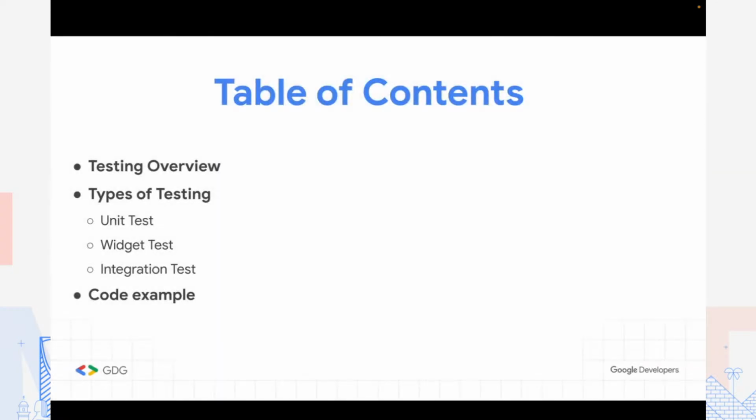So let's begin with our agenda. We're going to start with the testing overview, followed by types of testing, where we're going to discuss unit testing, widget testing, and integration testing with an example for each. And we will also see a code example where we are going to write tests for unit, widget, and integration. So I'm keeping it very simple for this session.